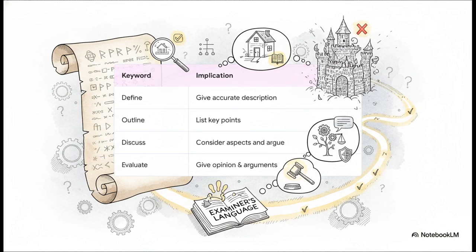If the prompt says define, you have to give an accurate, precise description. Nothing more, nothing less. If it says outline, you just logically list the key points. But if it says discuss, well, now you need to consider different aspects, argue their validity, and really analyze things critically. And evaluate? That means putting forward your own opinion backed by strong arguments. Think about it. If you write this beautiful, flowing, descriptive story when the prompt secretly asked you to evaluate, you are going to lose points. You absolutely have to speak the examiner's language.